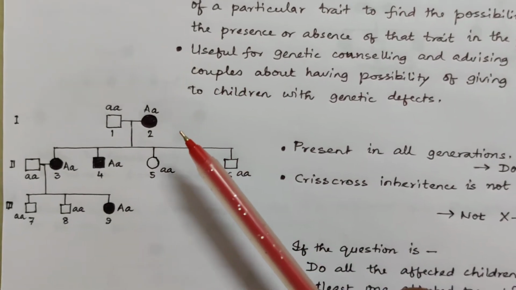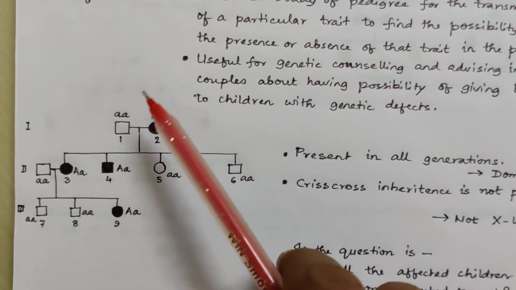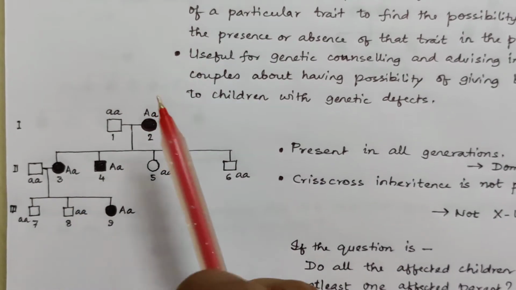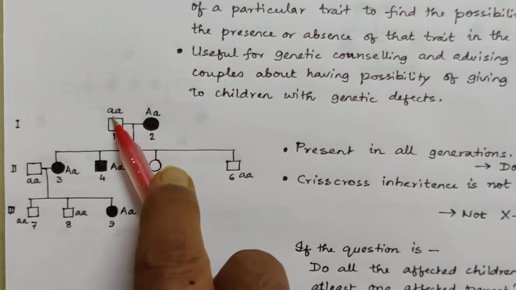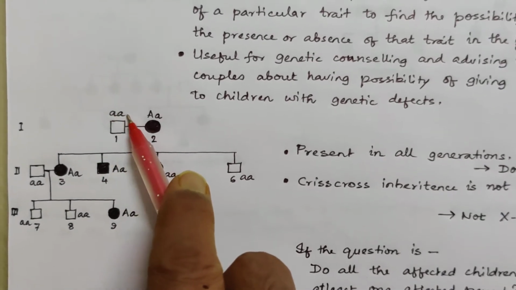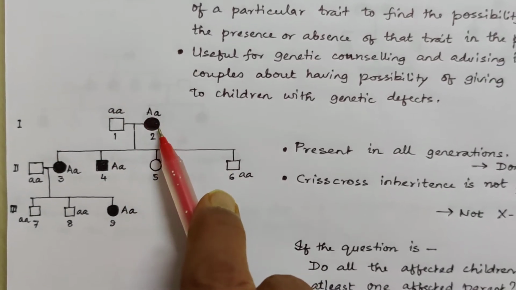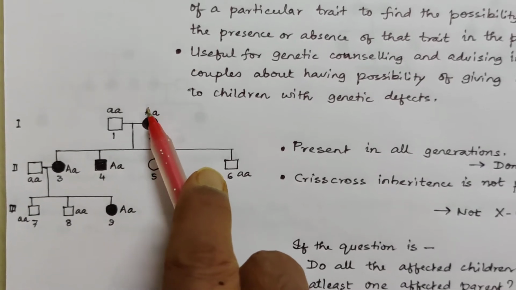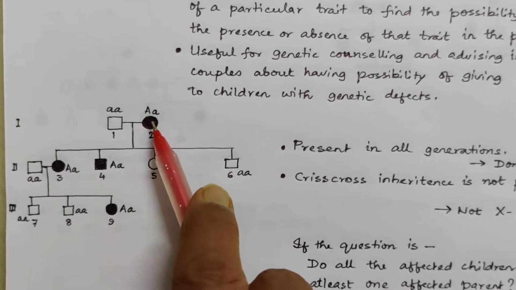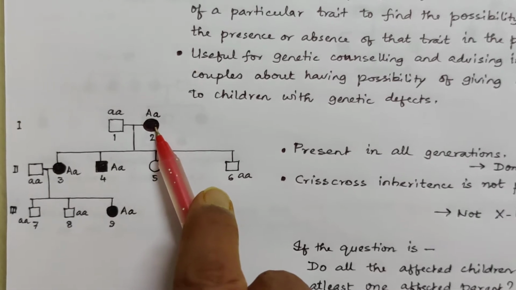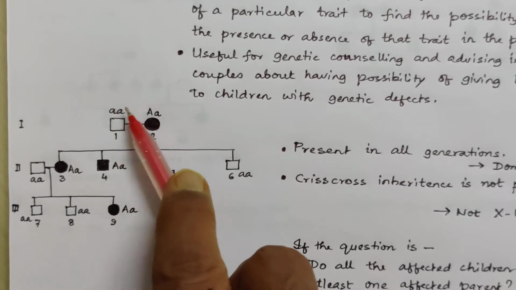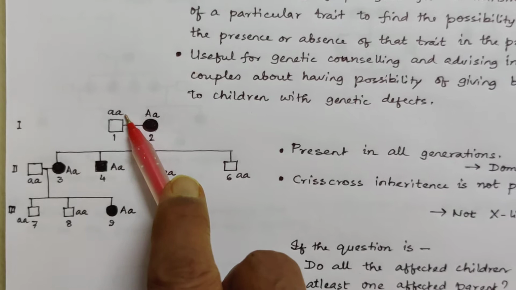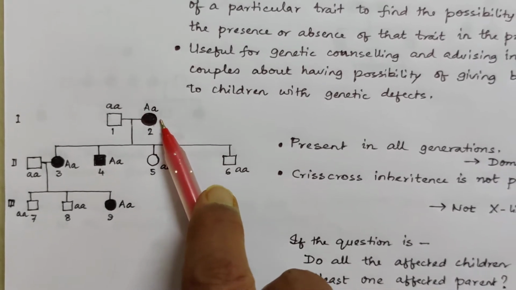Now let's come to one of the pedigrees. Now consider this pedigree. This is having small a, this is having capital A, small a. So this is represented by capital A. Capital A means dominant. This is a case of dominant pedigree. Now since we are representing it with the help of autosomes, this is called autosomal dominant.